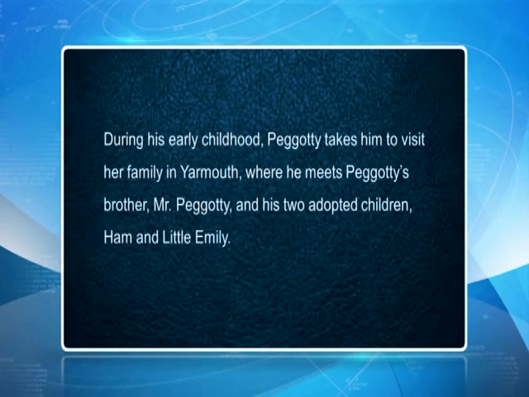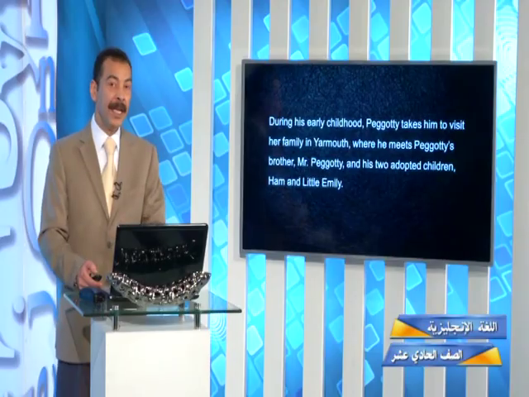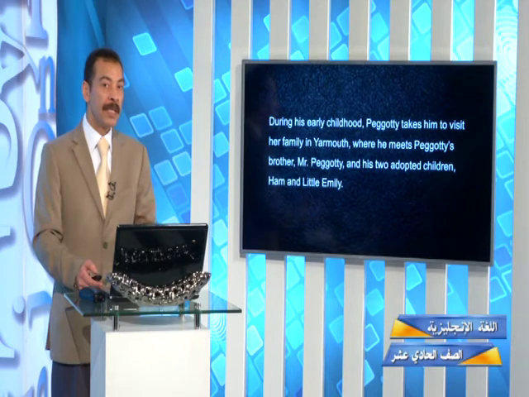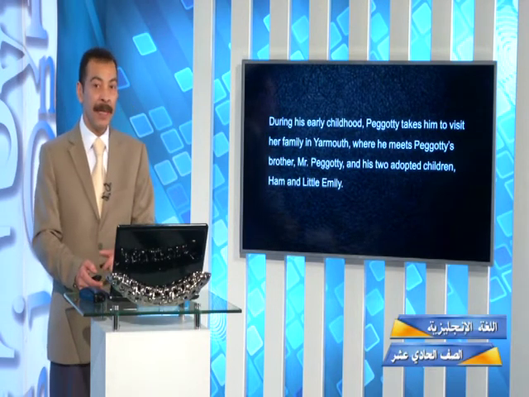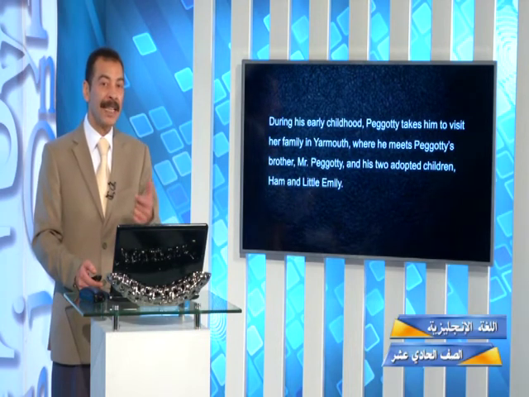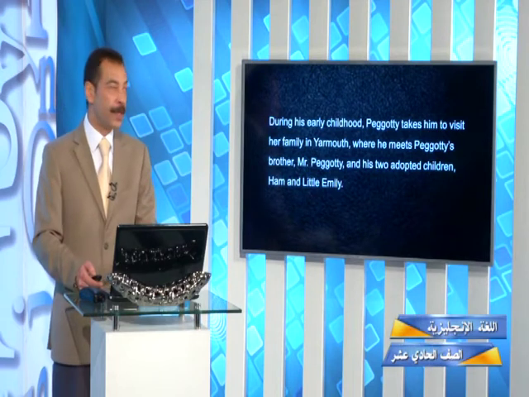During his early childhood, Peggotty takes him to visit her family in Yarmouth, where he meets Peggotty's brother, Mr. Peggotty, and his two adopted children, Ham and little Emily. Again, in his childhood, he spent a few days with Peggotty's family, and mainly Ham and Emily, because these characters will make up the story and they have influence on the character that is David.